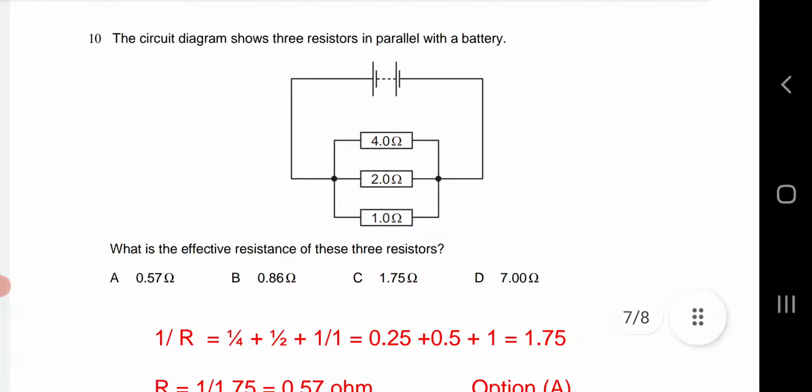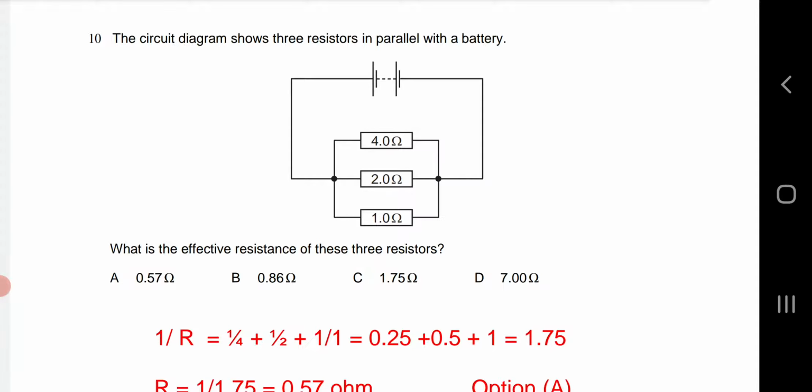Question number 10. The circuit diagram shows three resistors in parallel with a battery. What is the effective resistance of these three resistors? Okay, these three resistors are connected in parallel. So to find the effective or the net resistance or the total resistance, the formula is 1 over R is equal to 1 over R1 plus 1 over R2 plus 1 over R3. So here three resistors are connected. So 1 over R is equal to 1 by 4 plus 1 by 2 plus 1 by 1.